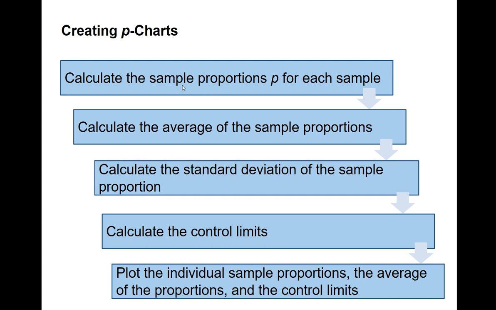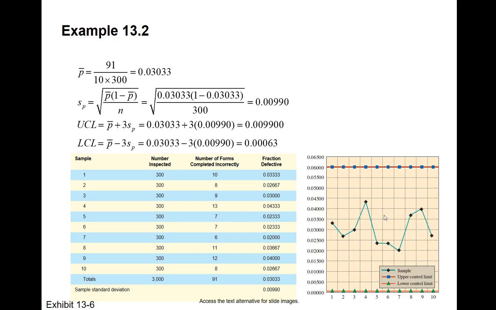In sum, this is the general process for creating a P chart. First, we calculate the sample proportion P for each sample, then we calculate the average of the sample proportions, and then we calculate the standard deviation SP and the control limits. Then we plot the individual sample proportions, and we will have a chart that tells us whether the process is in control or out of control.